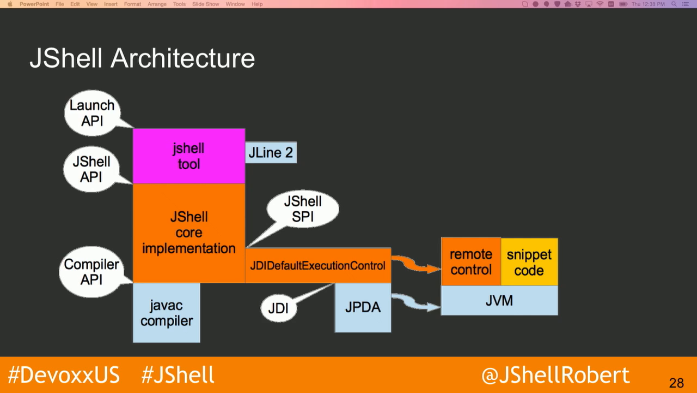Okay. So what the JShell implementation provides is the JShell API, a way to evaluate snippets of code. And the JShell tool is built on top of that. For user interaction, it uses the JLine 2 library. And there's a small little API for launching, which basically allows you to configure a tool and start it. Let me go to the next slide.